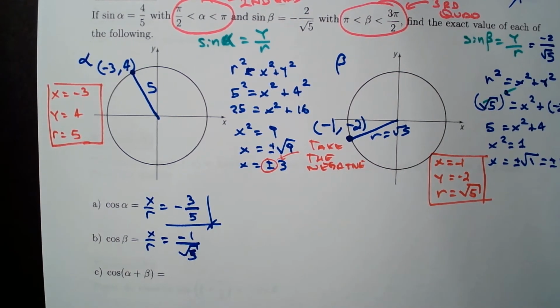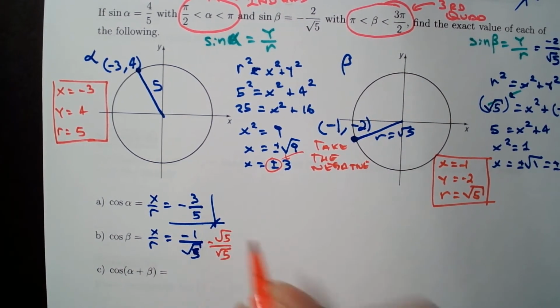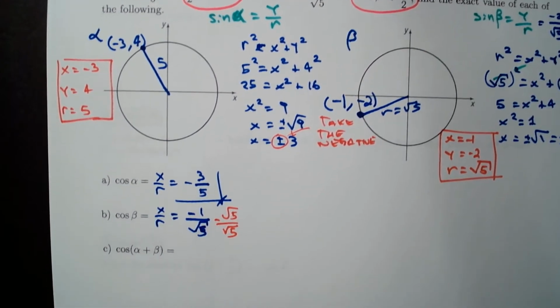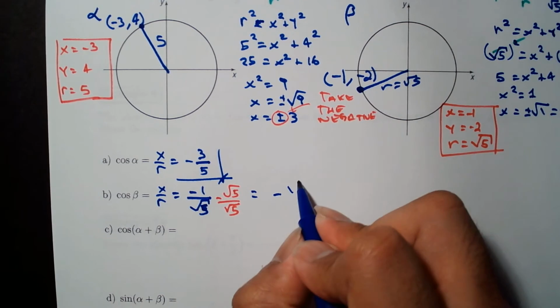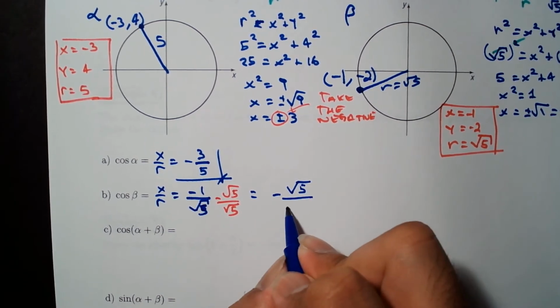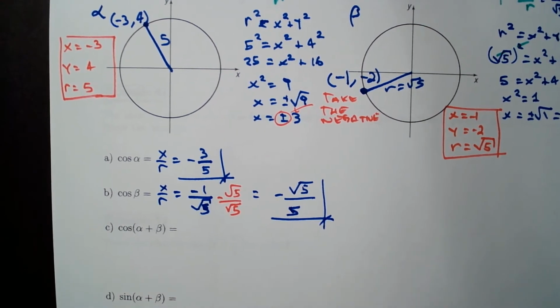And again, you might want to rationalize the denominator in this case. Of course, maybe my MATLAB might be a little bit picky about it. Just in case, let's rationalize them. Negative root of 5 over 5.